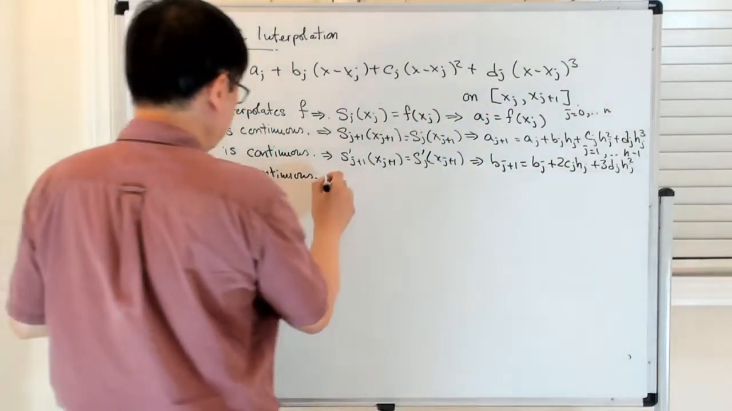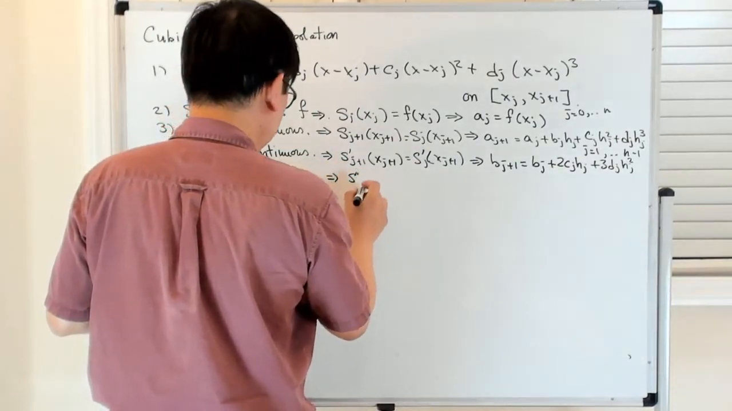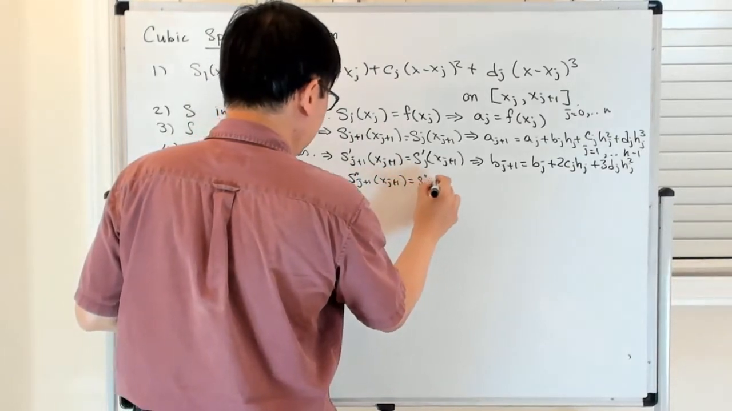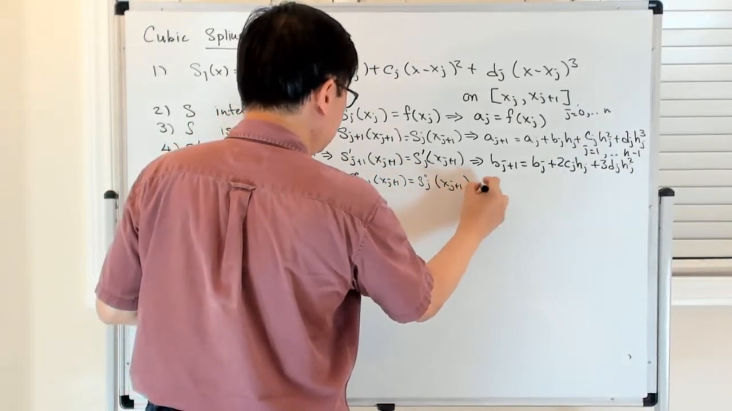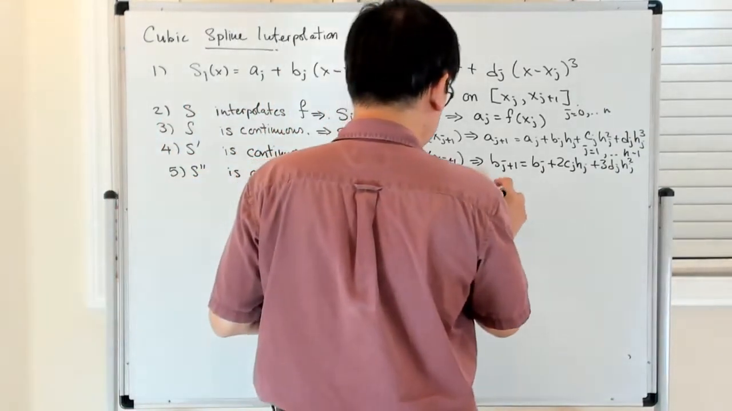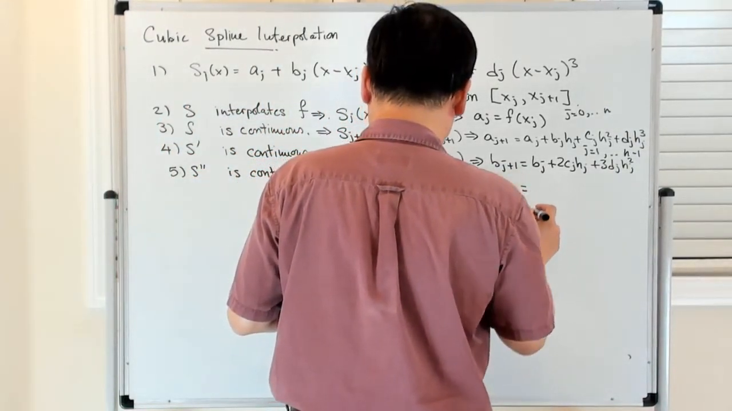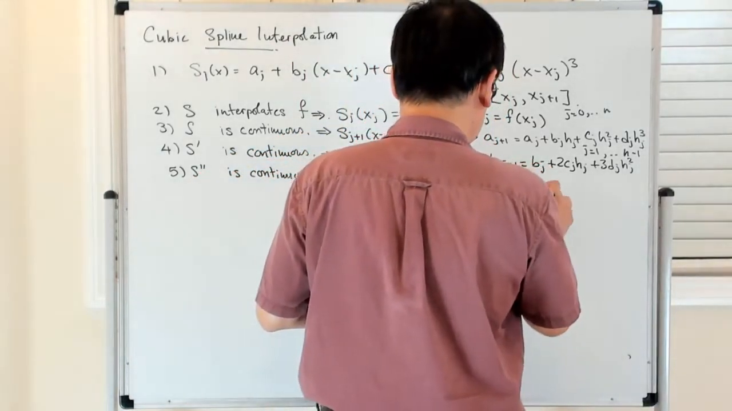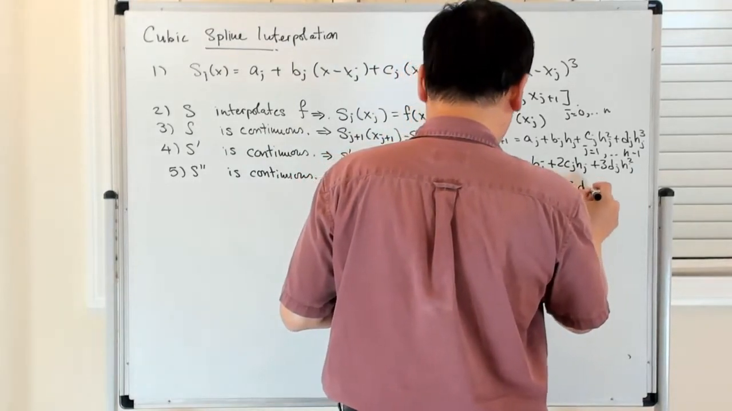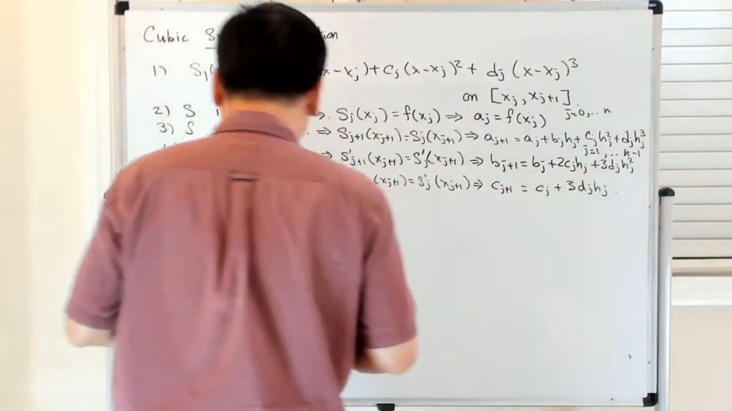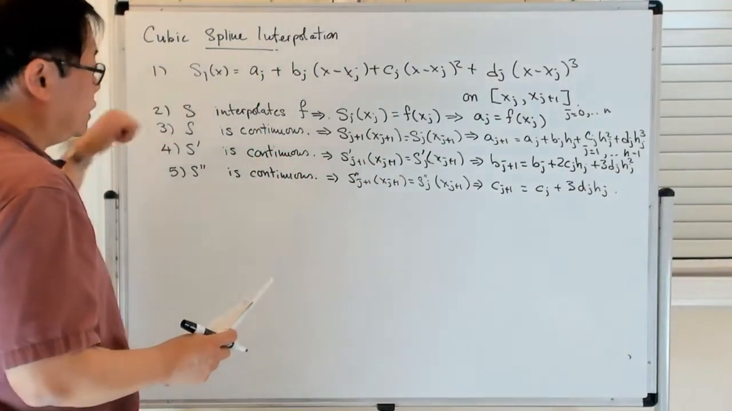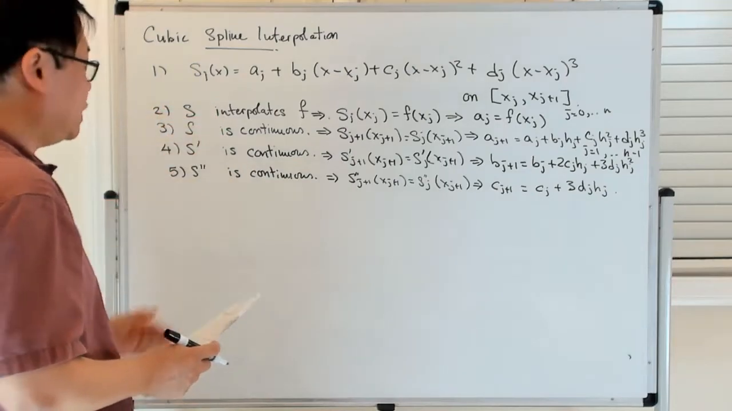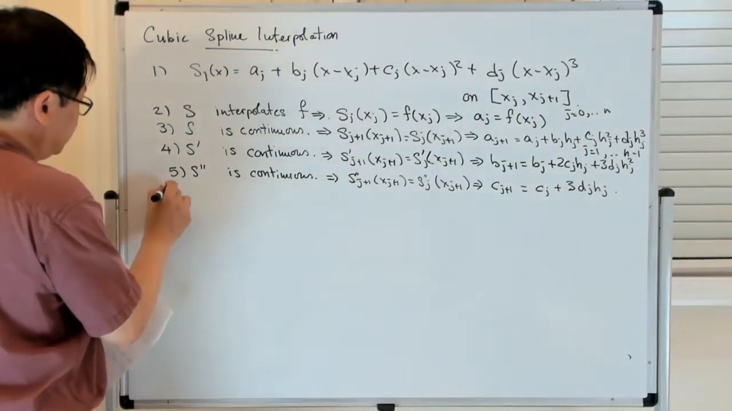And then S double prime is continuous implies that S double prime_{j+1}(x_{j+1}) is equal to S double prime_j(x_{j+1}), which implies that c_{j+1} is equal to c_j plus 3 d_j h_j. Okay, so anyway, you get a system of equations by imposing the interpolation condition and a bunch of continuity assumptions. Okay, so let's break this out into steps.